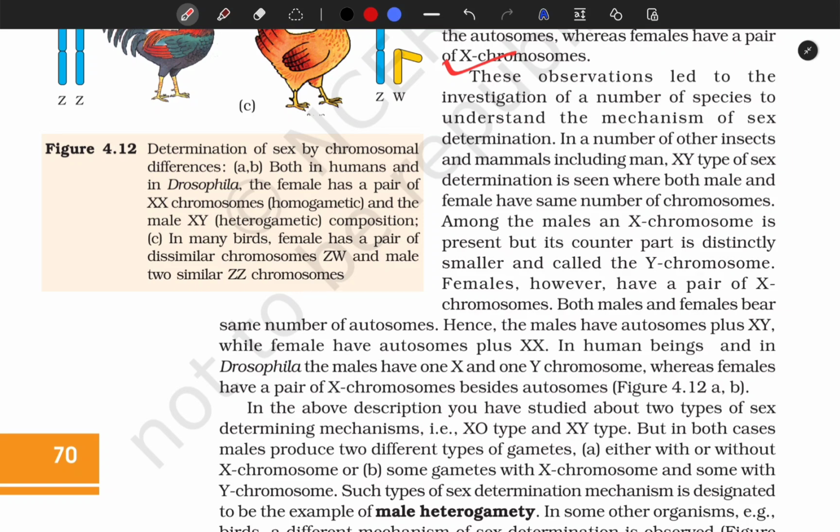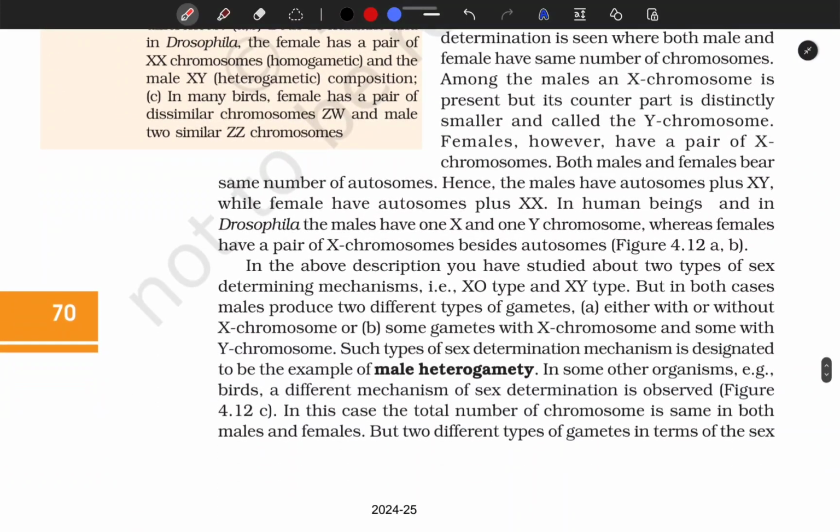In a number of other insects and mammals, including man, XY type of sex determination is seen where both male and female have the same number of chromosomes. Among the males, an X chromosome is present, but its counterpart is distinctly smaller and called the Y chromosome. Females, however, have a pair of X chromosomes. Both males and females bear the same number of autosomes. Hence, the males have autosomes plus XY while females have autosomes plus XX. In human beings and in Drosophila, the males have one X and one Y chromosome, whereas females have a pair of X chromosomes besides autosomes.